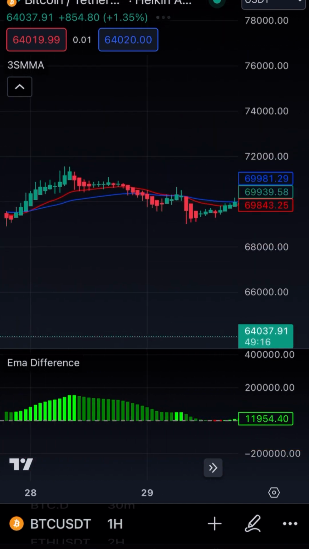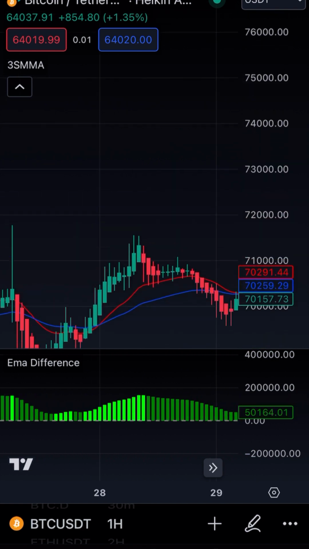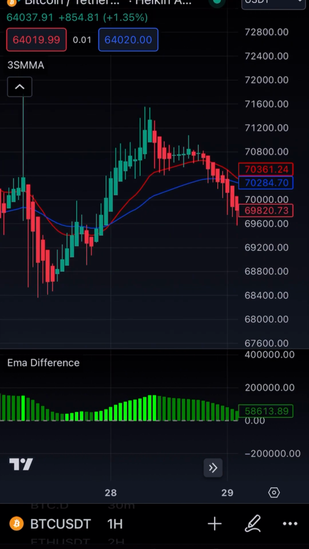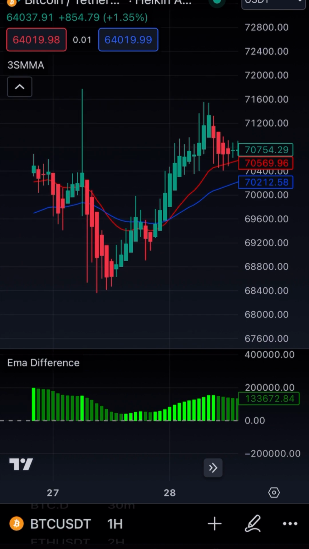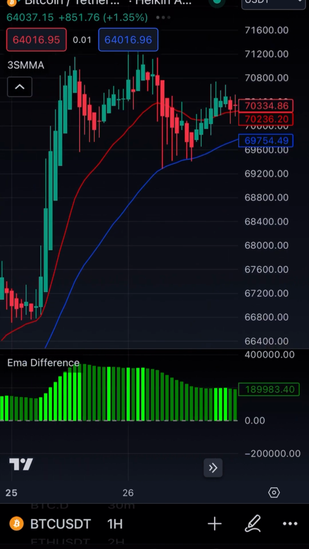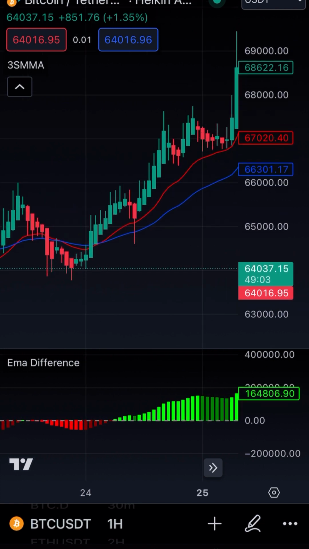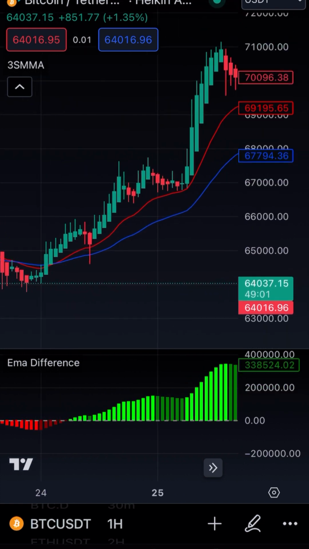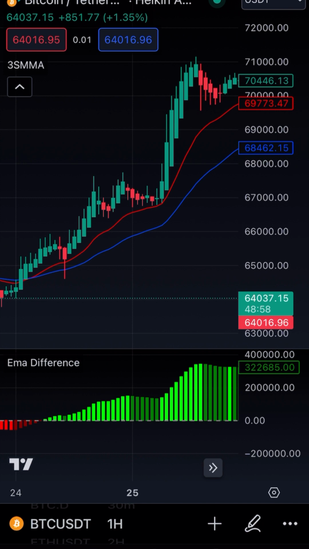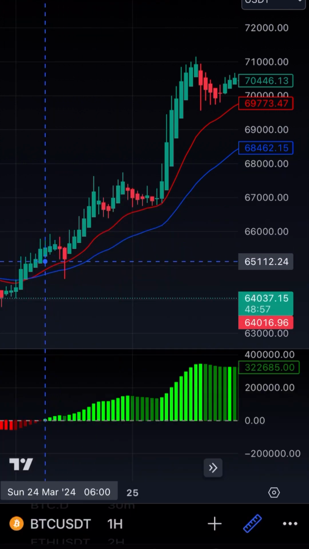So let's just see. Let me do one more Bitcoin, and then we'll look at some other assets. What you want to look for, what I look for, is it happening at the same time with the EMA difference, because those usually are good trades. So we see it happen right here. It's probably the last one I'll do with Bitcoin.